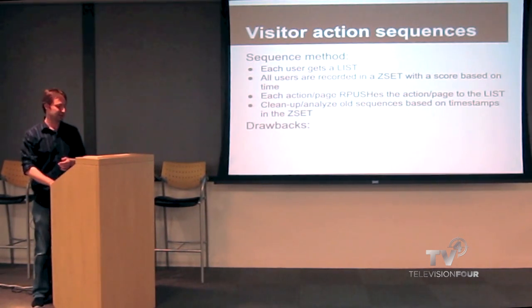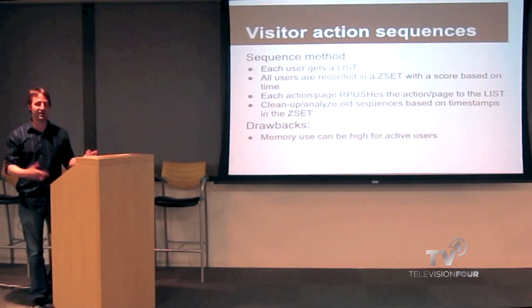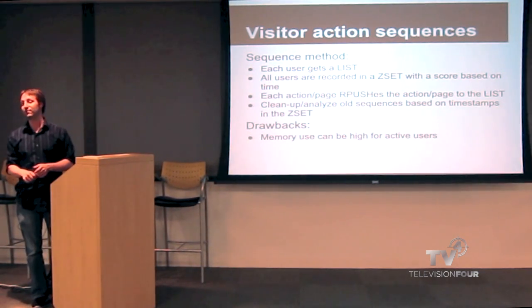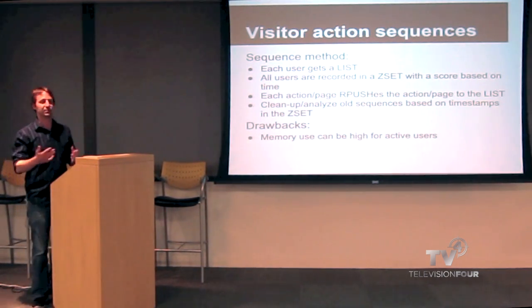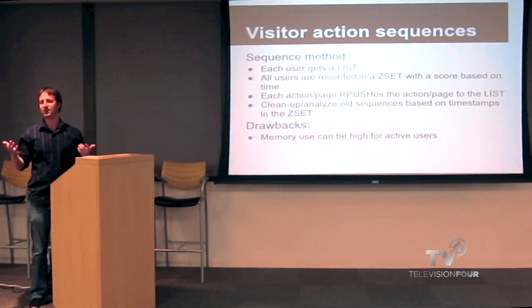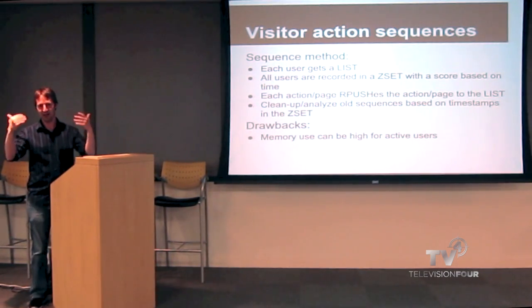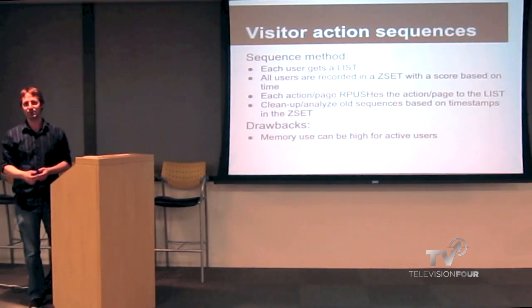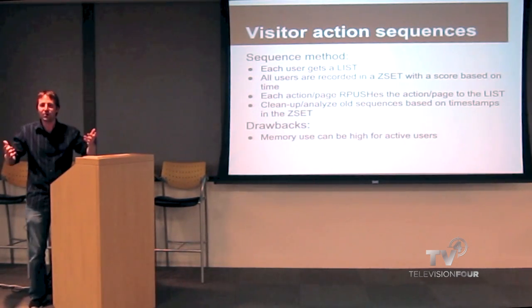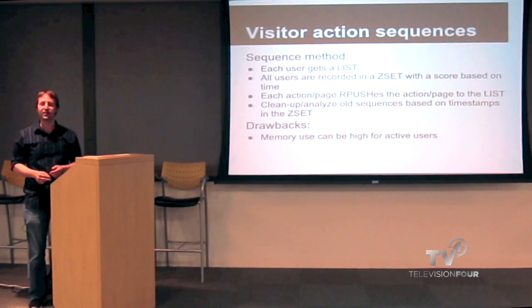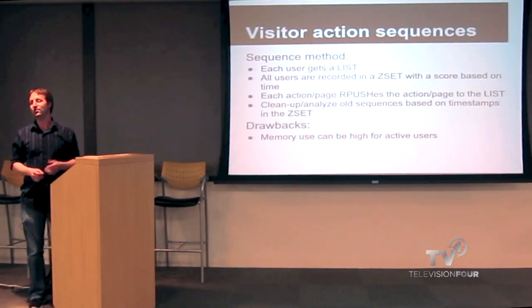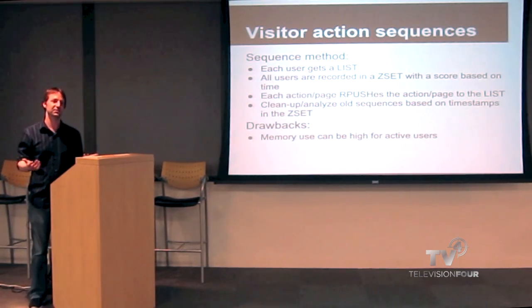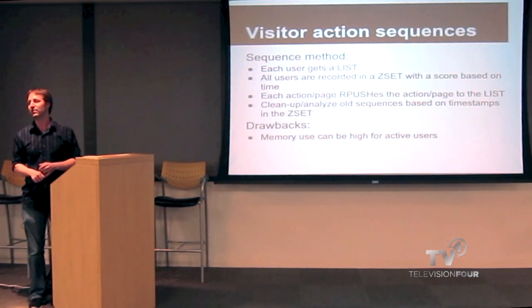Of course, there are some drawbacks. And that is memory use can be extraordinarily high for very active users. If you imagine analyzing the visitor action sequences of a site like Facebook, how many actions does a typical user on Facebook do? When you log in, you're like, oh, I've got 20, 30 minutes, I'm going to do this. You're reading, you're liking, you're commenting. You can do 400, 500, 600 actions in 20 minutes. And that wouldn't be unexpected.